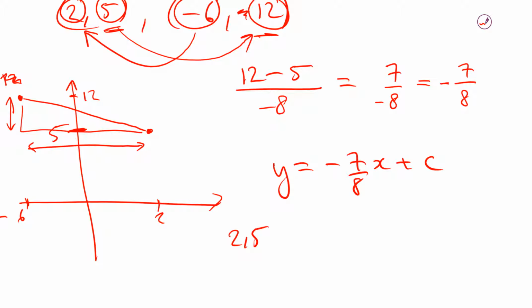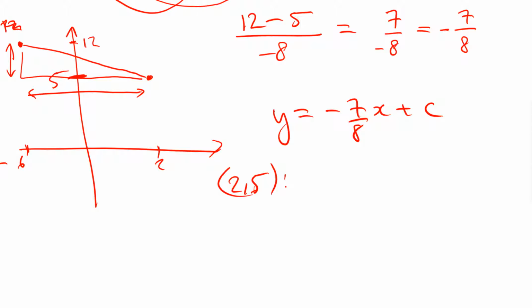Yeah, so we're going to put the nice coordinates, the 2 and the 5, they're all positive, right? So let's put that in. What do we replace the y with? The y one, you do 5 equals minus 7/8 times 2 plus c. Okay, so I'm going to times the whole thing by 8. Does that make any sense?